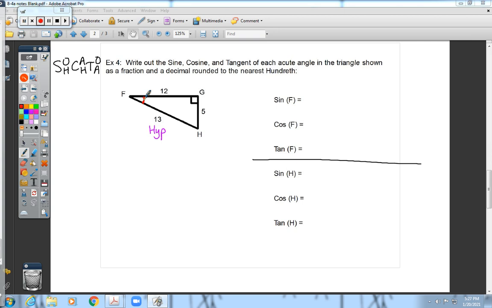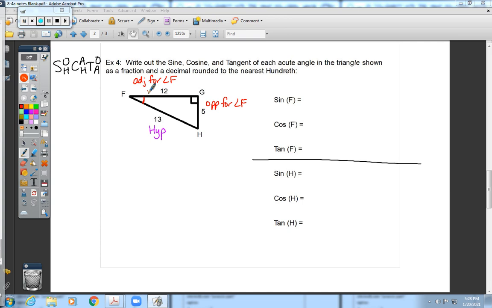Then, since we're doing angle F first, we name the other 2 sides based on angle F. Now, based on angle F, our 5 is going to be our opposite side because it lies across the triangle from angle F, whereas 12 is going to be our adjacent side because it is next to angle F. I realize the hypotenuse is as well, but we've already named that side.